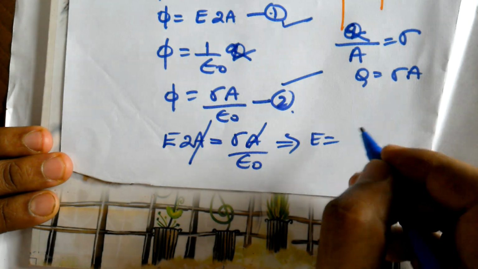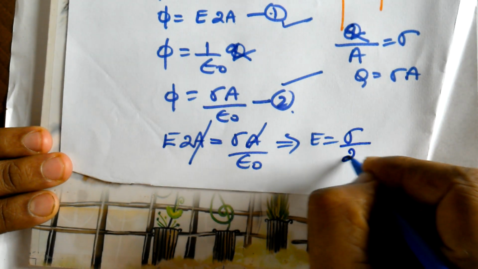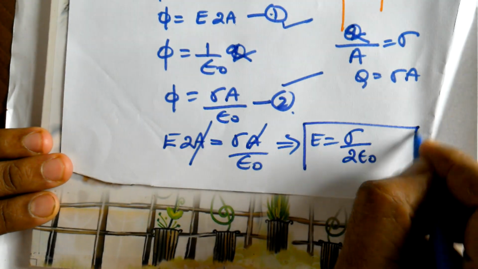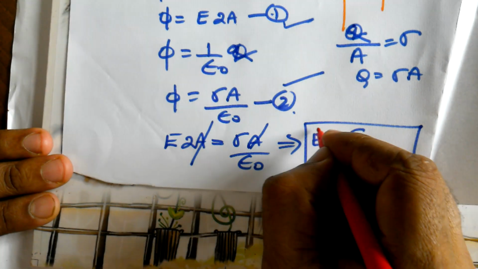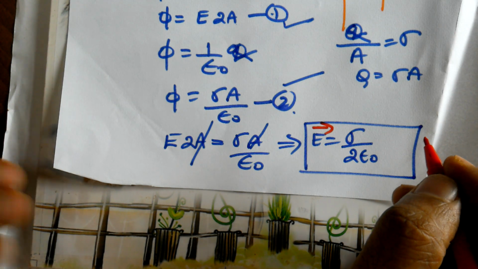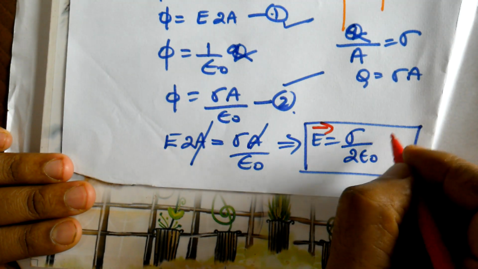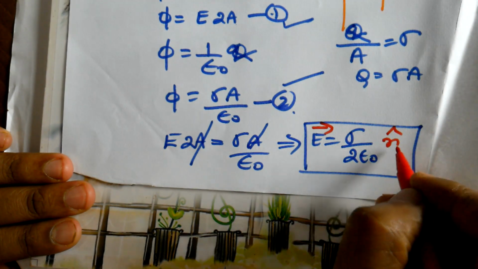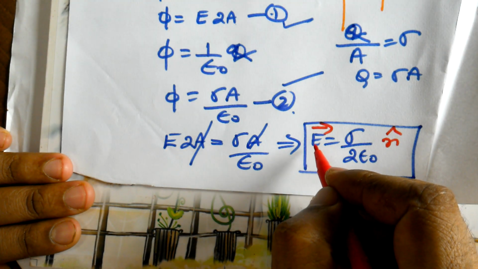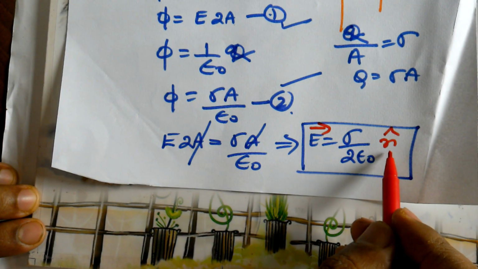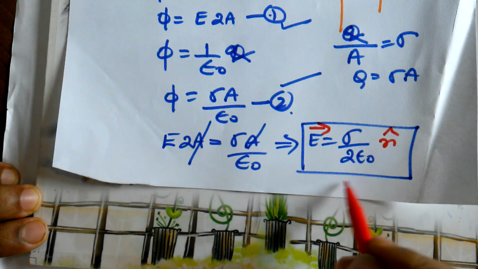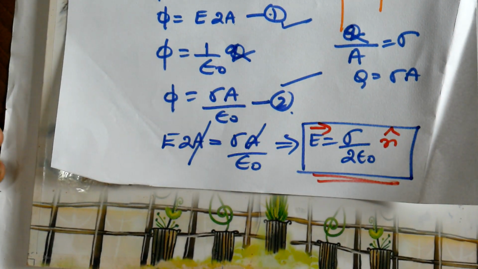So E is equal to sigma by 2 epsilon naught. This is the formula. And suppose you want to write it in vector form, electric field E is equal to sigma by 2 epsilon naught times n cap, where n cap is a unit vector in the direction of electric field. It is normal to the surface of the sheet. So this is the final formula.